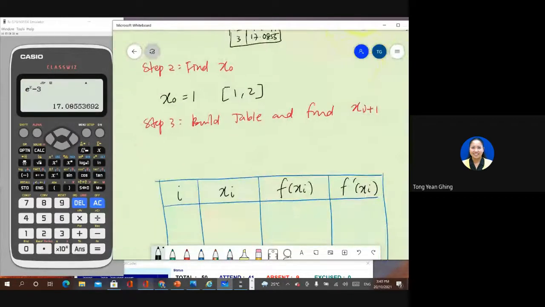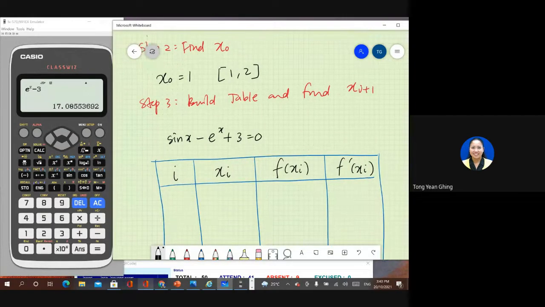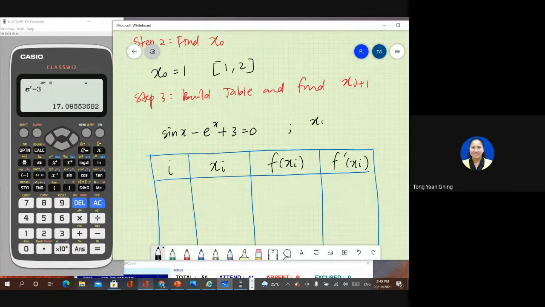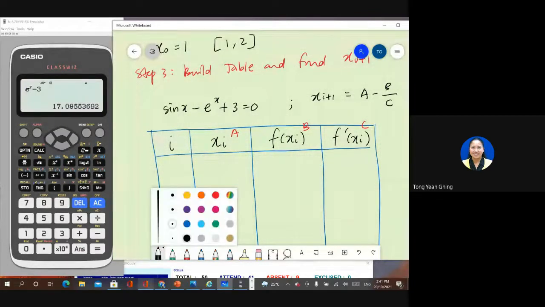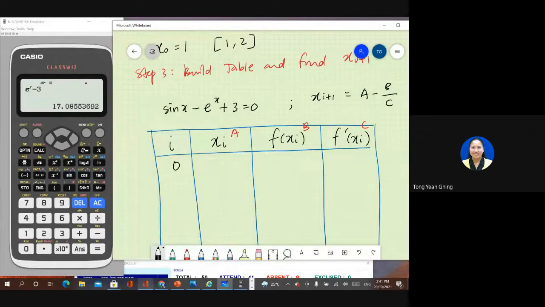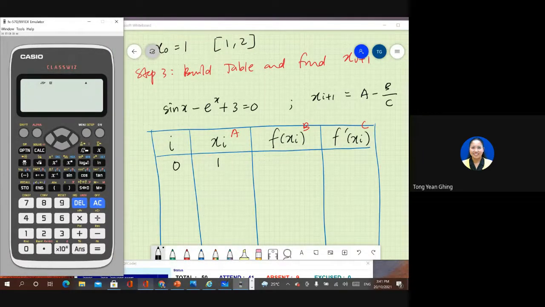So here we have to key in sine x minus epsilon x plus 3 equal to 0. Dengan cari x prime x, yang ni kan sama dengan a minus b over c. Remember or not? So this is a, this is b, this is c. So we start with the 0 iterations. X naught just now we choose 1. So now key in this formula.